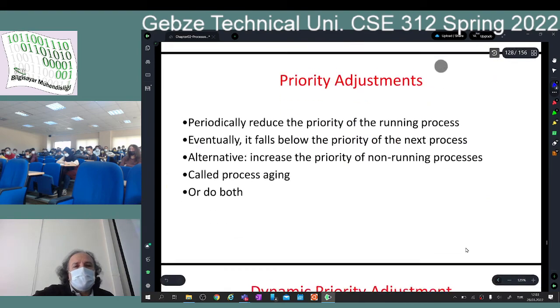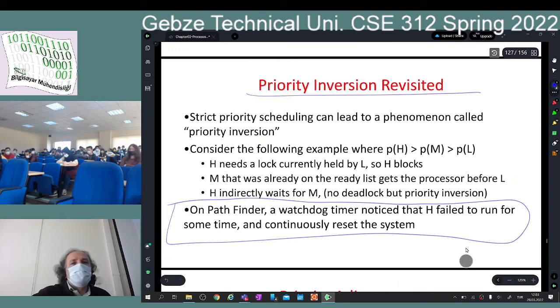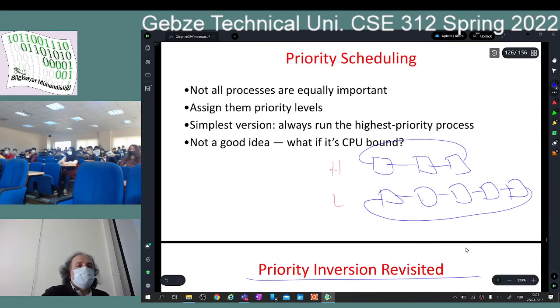Okay, so priority adjustments, again, if we have such a problem, if we follow this strict priority scheduling rule, what is the strict priority scheduling rule? Run the higher priority queue first without giving any chance to the lower priorities, it is going to create these kinds of problems. Okay, so you can't do that. That's against fairness.